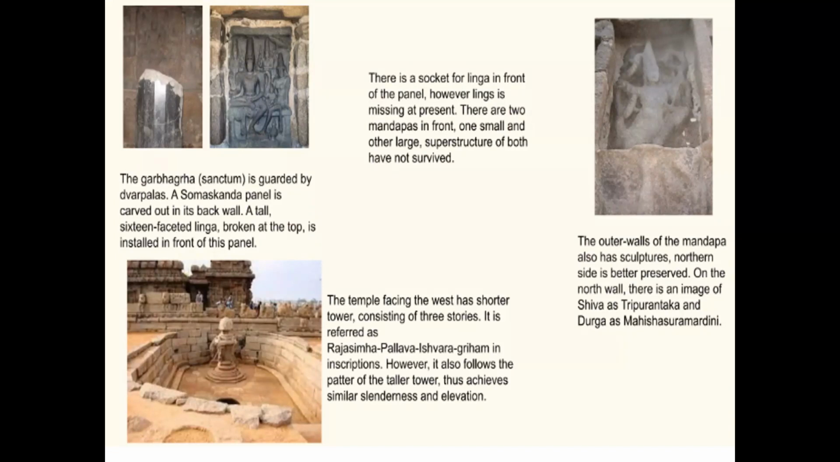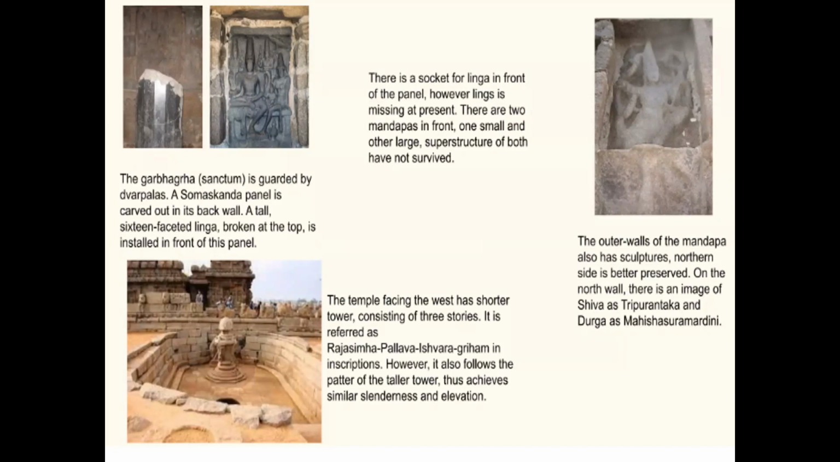The Garbhagriha is guarded by Dwarapalas. A Somaskanda panel is carved on its back wall. A tall 16-faceted linga, broken at the top, is installed in front of this panel. The temple facing the west has a shorter tower consisting of three stories. It is referred to as Rajasimha Pallava Ishwara Griham in inscriptions. However, it also follows the pattern of the taller tower, thus achieving similar style and elevation.